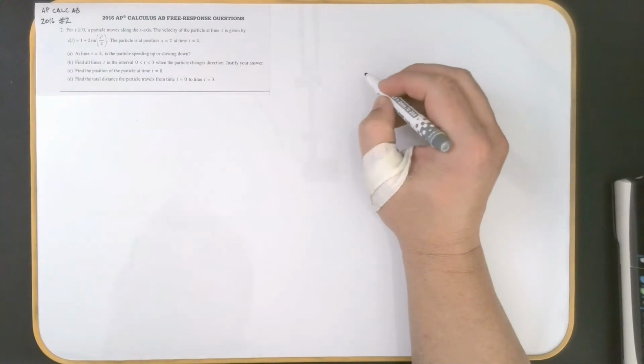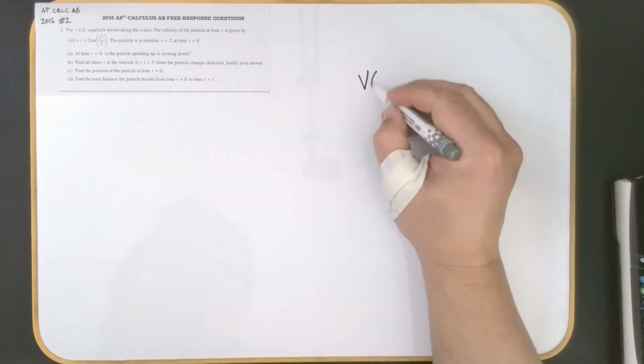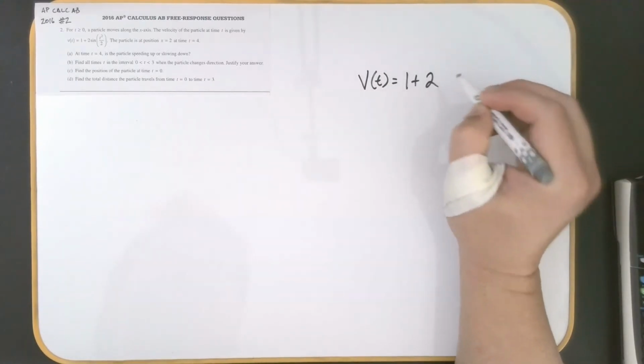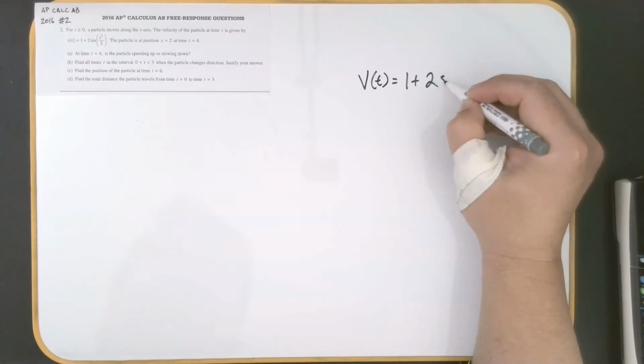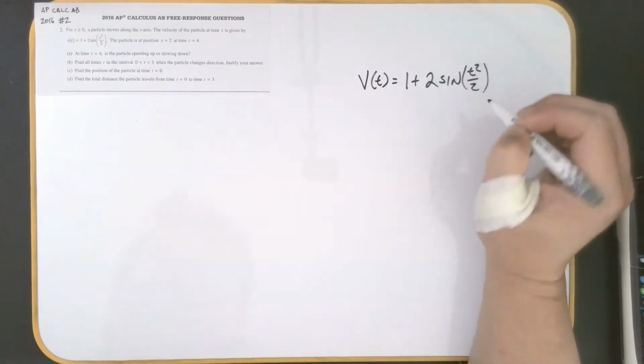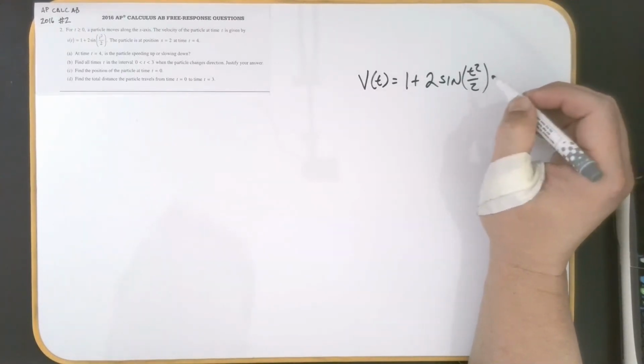The velocity of the particle at time t is given by v of t is equal to 1 plus 2 sine t squared over 2. So v of t, write this down here, 1 plus 2 sine of t squared over 2. The particle is at position 2 at time 4.